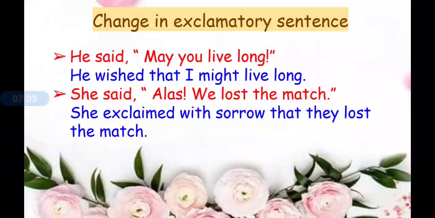Now let us see how to convert exclamatory sentences into indirect speech. That means if the sentence inside the quotation marks or the direct sentence is an exclamatory sentence, how we can convert it into indirect speech. He said, may you live long. So what is the reporting verb here? Said. And may you live long is like a wish. So we can write wished here. He wished that I might live long.